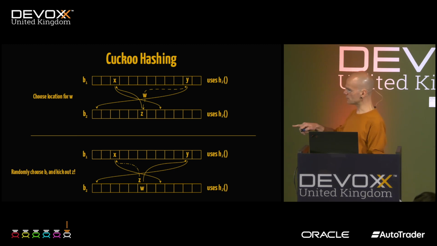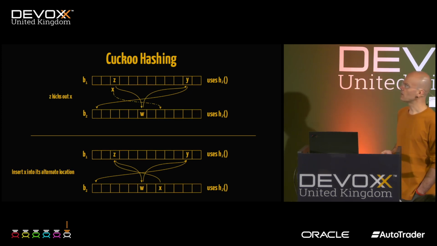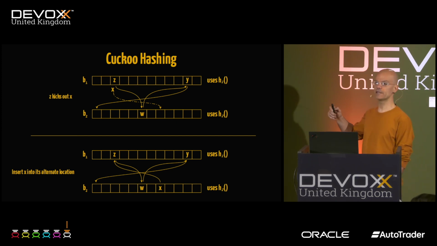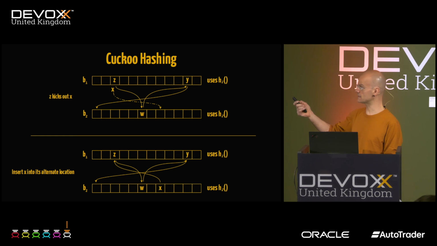So in the second part, you can see that I wrote W where Z was, and then I kicked out Z. But what do I do with Z? Well, Z now goes to its alternate location. The alternate location was used by X, so Z is written there, and it kicks out X. X will just be moved to its alternate location, and its alternate location is this time an empty position in the array. And so I'm going to write it there.